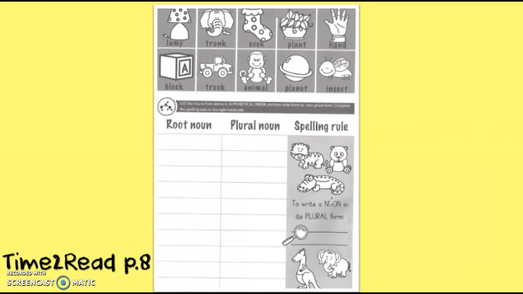In the grey box next door, you'll see it asks you for the spelling rule. So it says to write a noun in its plural form. Can you remember what I just taught you? When you write a noun in its plural form, all you have to do is add an S.